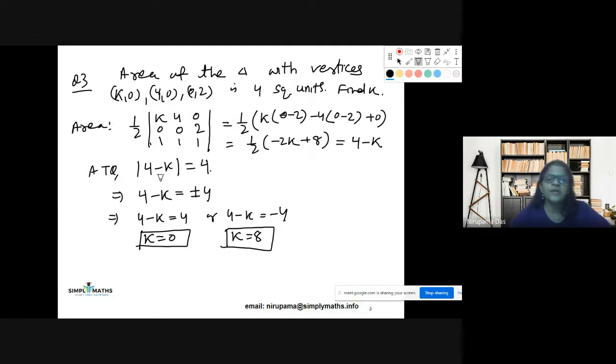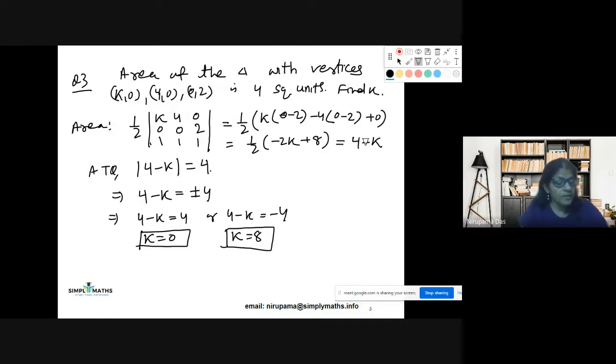Is it clear why it is the mod symbol? Because we are not sure whether k is more than 4 or less than 4, it means we are not sure whether 4 minus k is positive or negative. So we are considering the absolute value, mod 4 minus k, equal to 4 square units. Whenever you remove the mod, it may be plus 4, it may be minus 4. I hope it is clear.